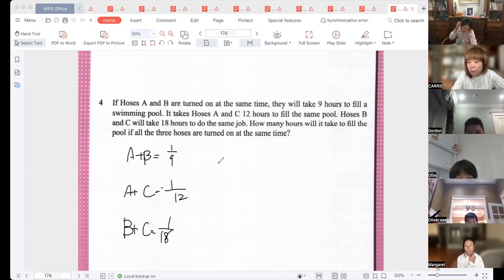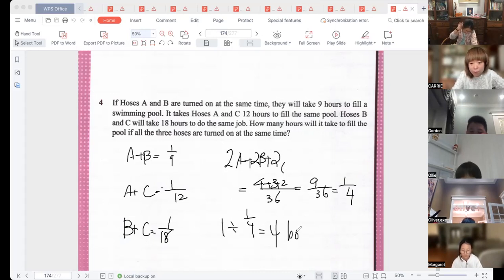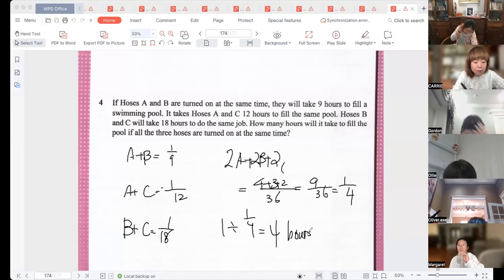还是一样的 Margaret, 对不对? You plus all them together. So 2A plus 2B plus 2C equals what? Equals (4+3+2)/36. So the answer is 9/36, aka 1/4. So 1 divided by 1/4 equals what? Equals 4. So exactly 4 hours to do that. Get it, everybody?